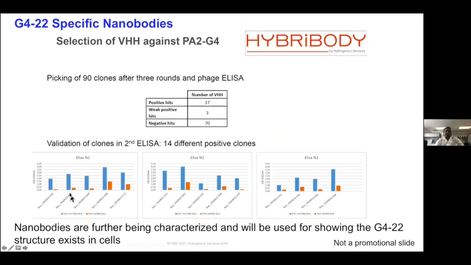We did that, and we have about 10 nanobodies that we are now testing, which are specifically binding to the G4 sequence compared to the duplex sequence. We are hoping to use this to prove that this structure can actually exist in cells, either with ChIP-seq or immunofluorescence. So this was the first part of the first project.